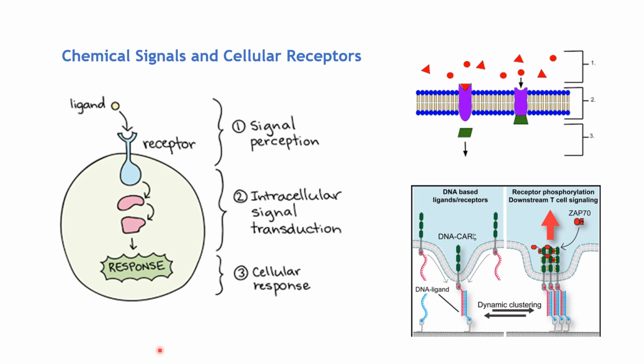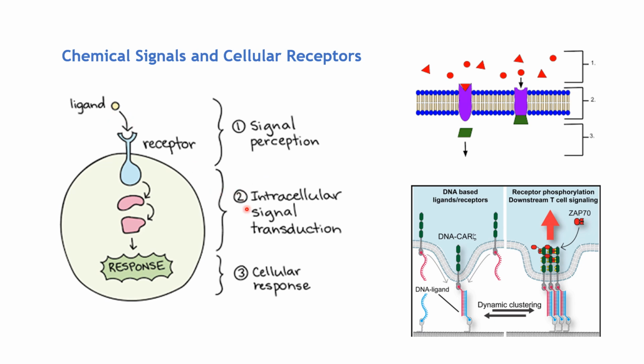So every time there is a chemical signal, the cell will have three different components that are fundamental. The first one is the signal perception. Generally there will be a protein that will be the receptor, and the signal will be a ligand. How this happens is like what happens with an enzyme and substrate. They will attach to each other.